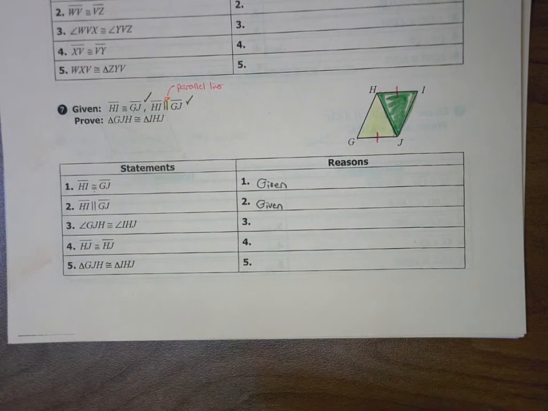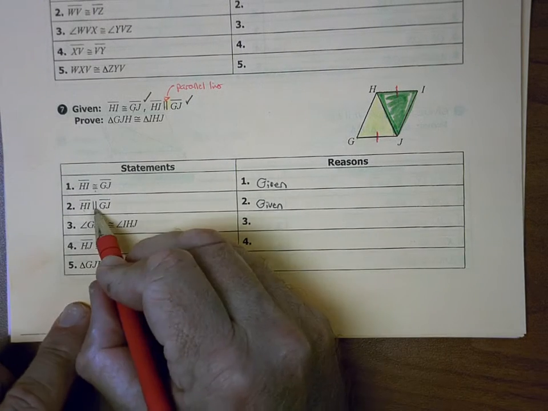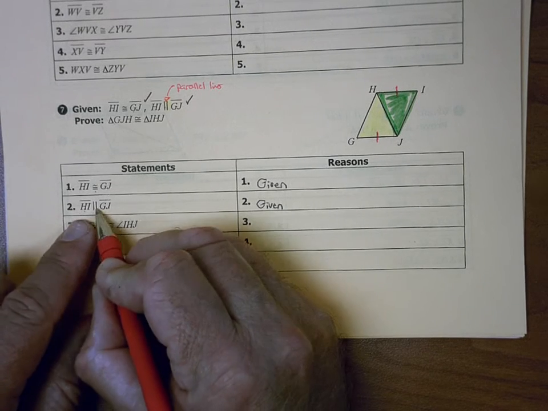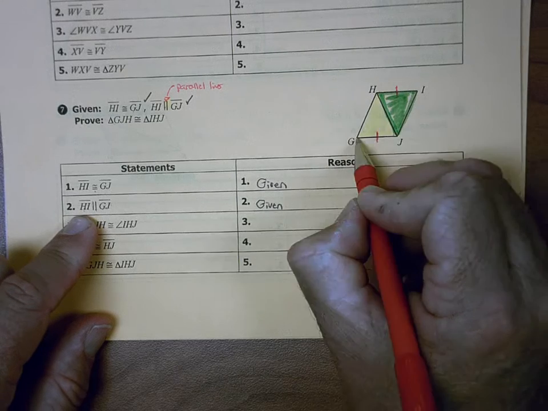Sorry, I digress. So how do you mark that HI is parallel to GJ? Well, remember, to mark that two segments are parallel, we use arrows.